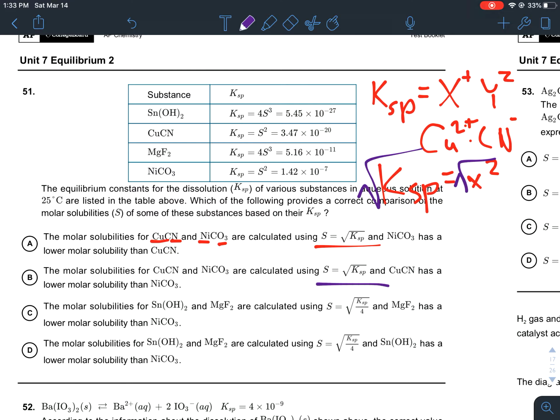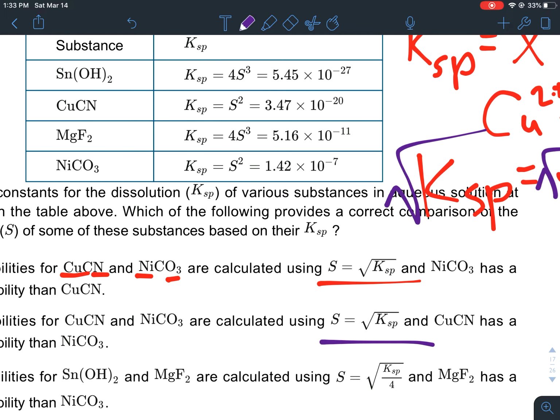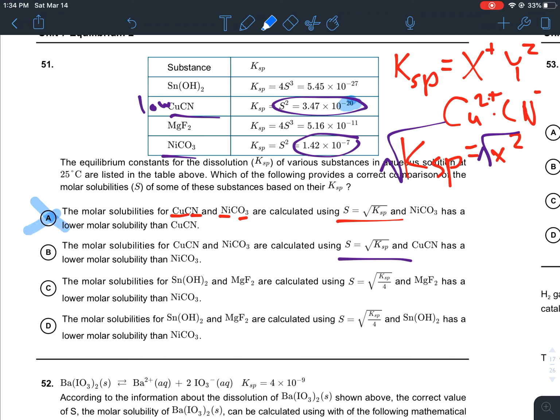The molar solubilities of CuCN and NiCO3 are calculated by S equals radical Ksp. That's true. And NiCO3 has a lower molar solubility. Let's look. NiCO3, CuCN. Who's lower? CuCN is much lower. That exponent is a negative 20. So no, A is incorrect. The molar solubilities of CuCN and NiCO3 are calculated using that, and CuCN has a lower molar solubility. That is true. That makes C and D automatically false. The answer for 51 is B.